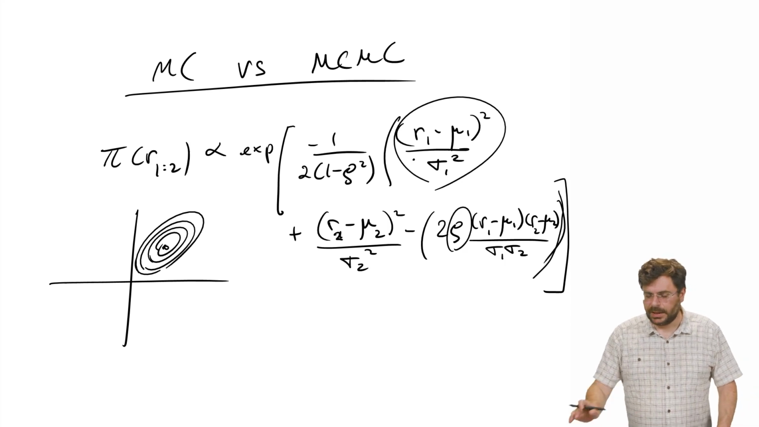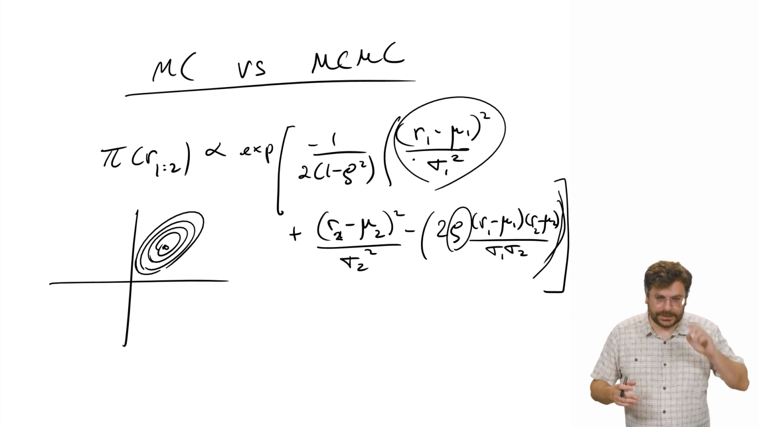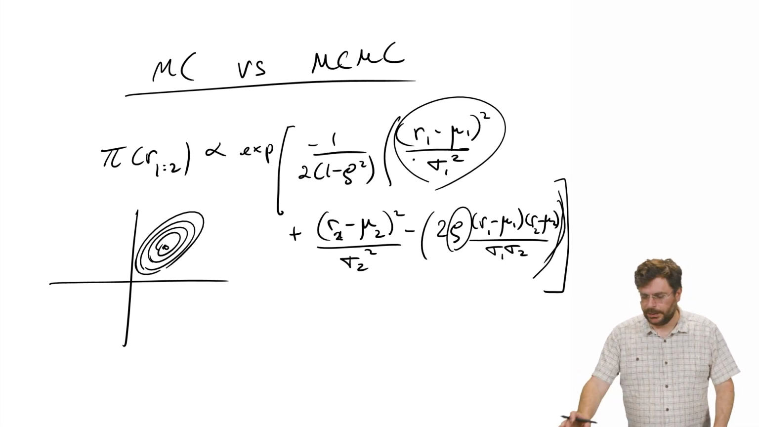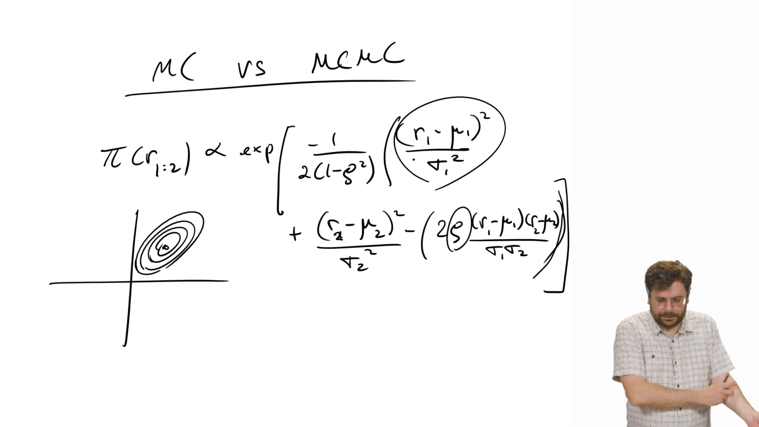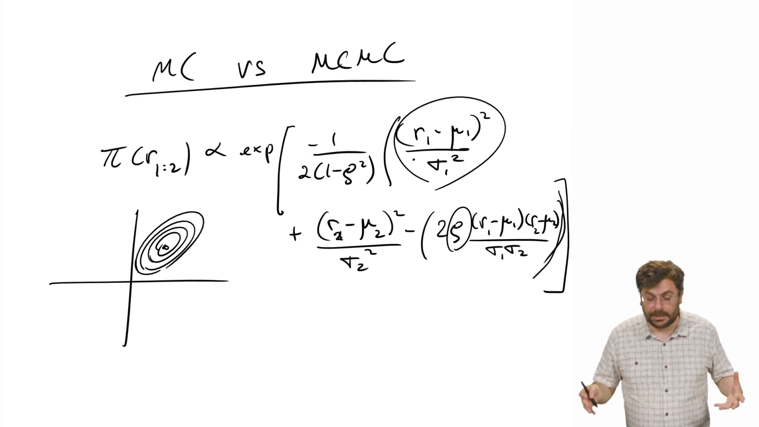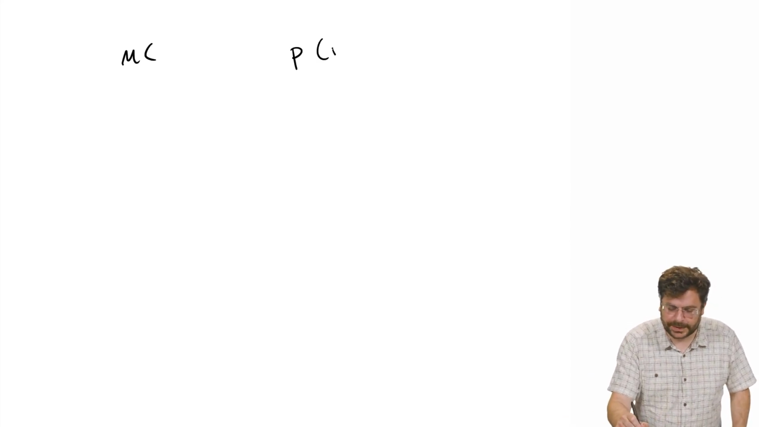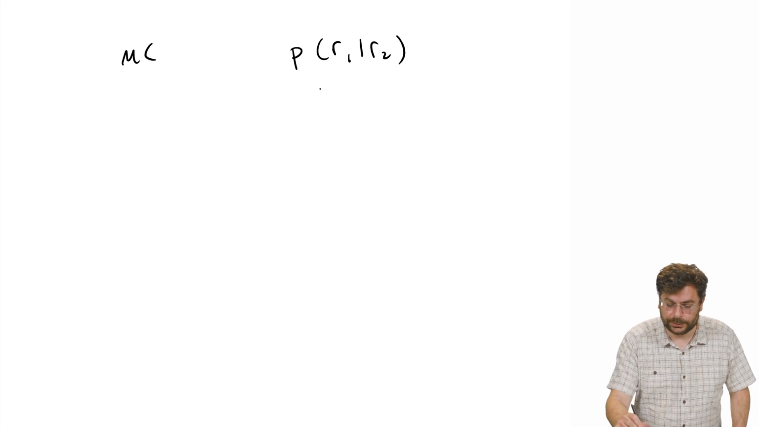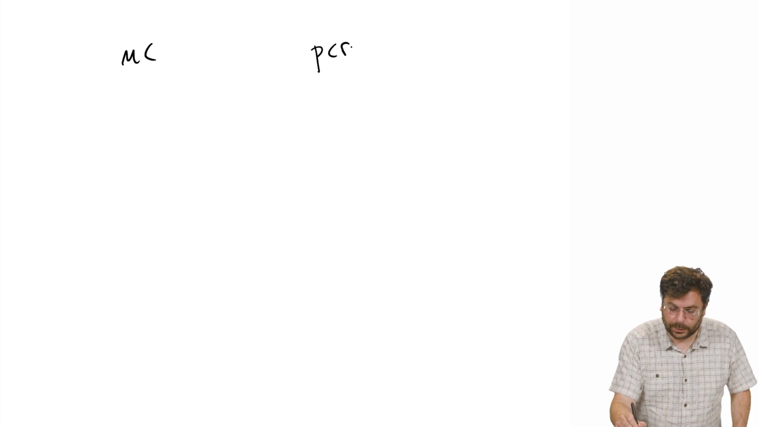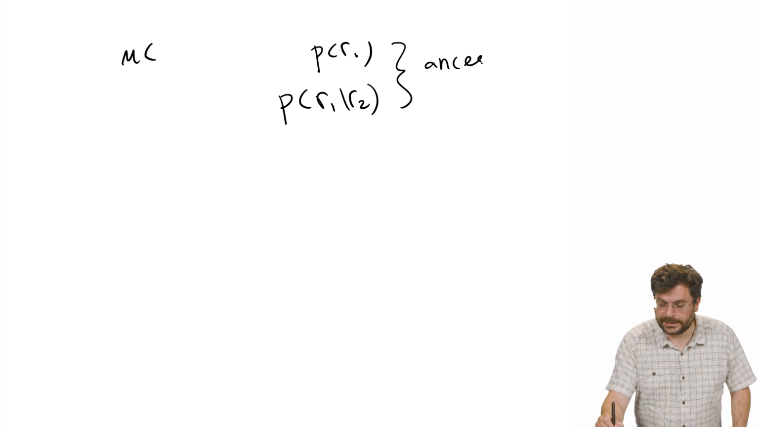I know how to sample from this analytically. That's not the issue. But I can choose to do Monte Carlo versus Markov chain Monte Carlo. So what would Monte Carlo look like? Well, Monte Carlo would basically be a direct sampling, let's say ancestral sampling of this here. So in MC, perhaps I would sample R1, and then I would sample R2 conditioned on R1, right? So this would be ancestral sampling.